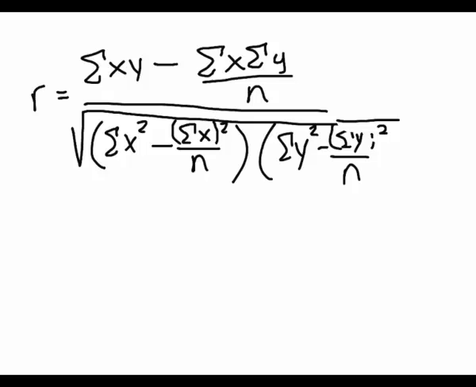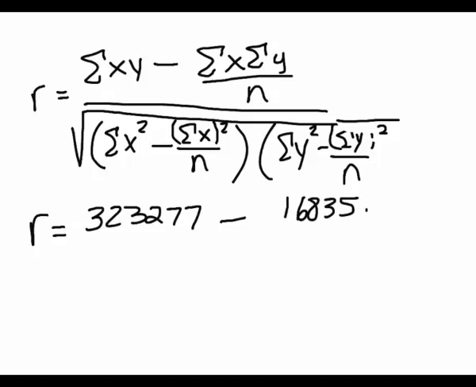Okay, so here's that scary looking formula, but remember all we're going to do is substitute our values in. So we have the sum of xy, which is 323,277, minus the sum of x, which was 16,835, times the sum of y, which was 98.3, all divided by n, which is the number of points that we had. So there was car A, B, C, D, and E, so that's divided by 5.